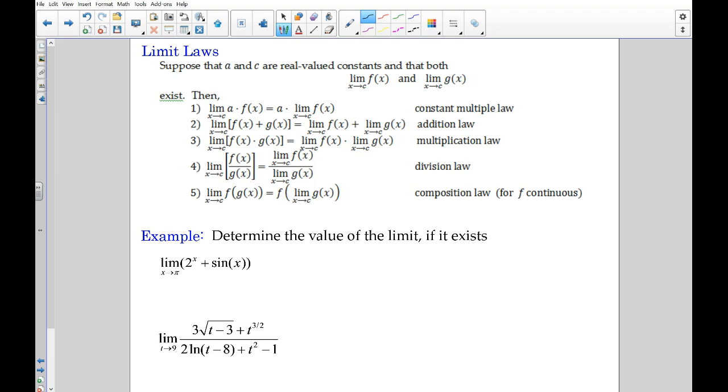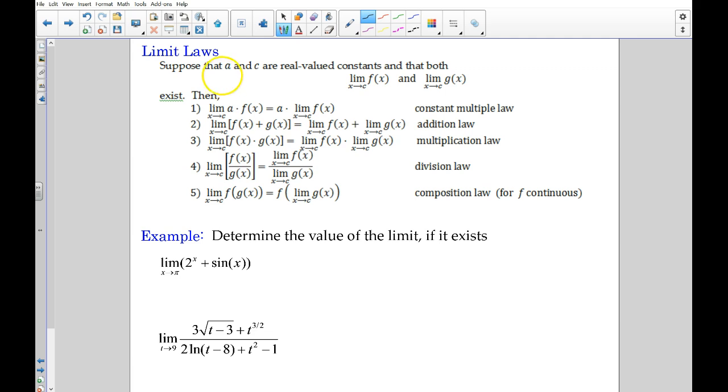This video is going to discuss limit laws. Now, limit laws are going to help us with evaluation of limits algebraically. Keep in mind that you can always compute a limit, or at least estimate the value of a limit, numerically with a table or graphically. But again, to find the exact value, we may want to try to utilize these laws.